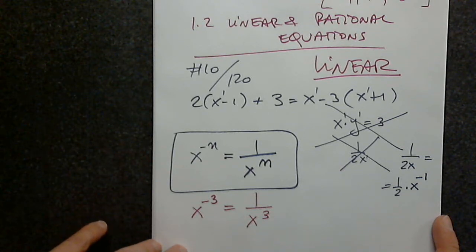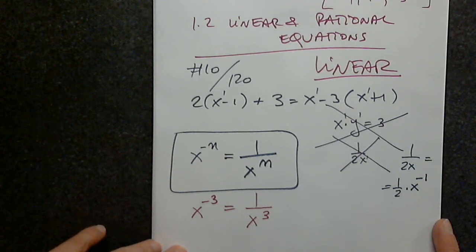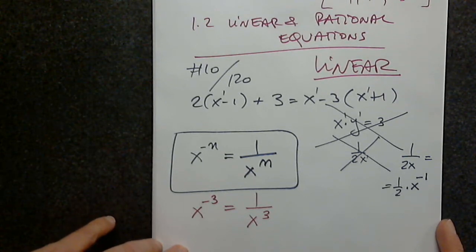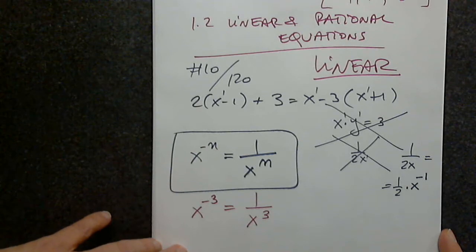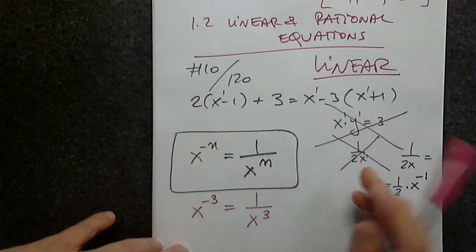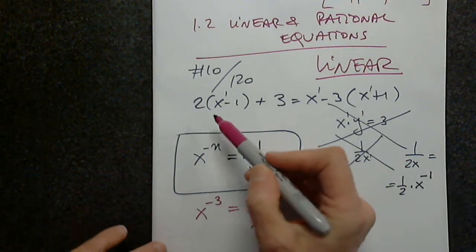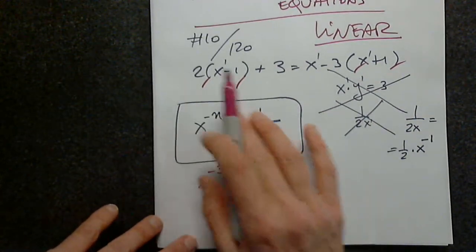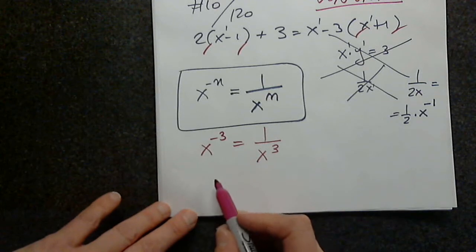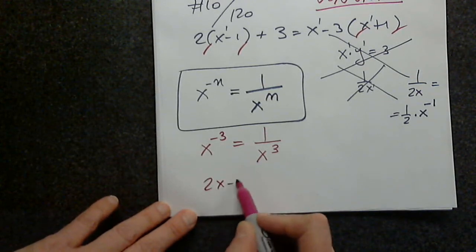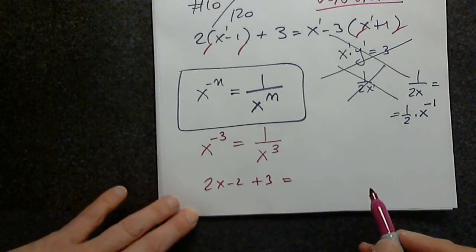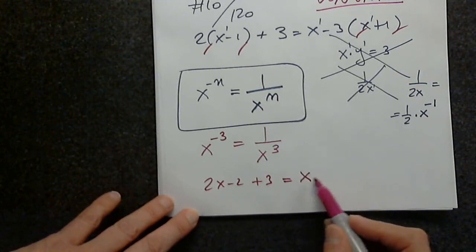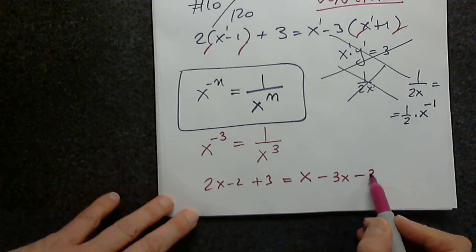So you said there's no exponents in a linear equation? Yeah, exponent 1. It's a first power, correct. So I have to distribute. I have to remove these parentheses first. When I distribute 2 to x minus 1, I get 2x minus 2, plus 3 equals x minus 3x minus 1.